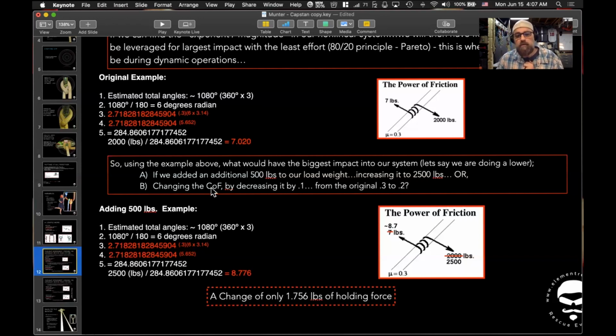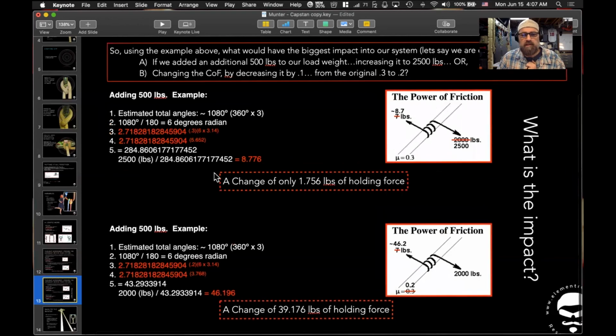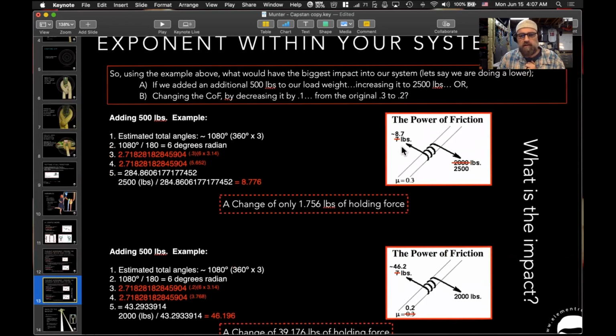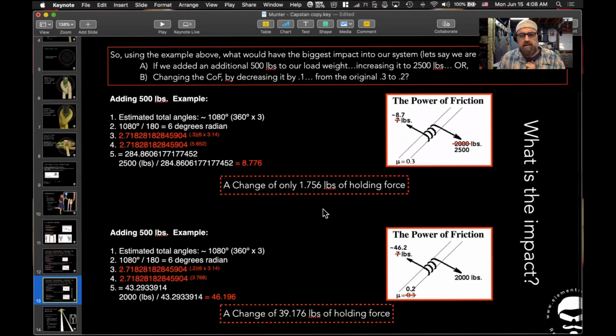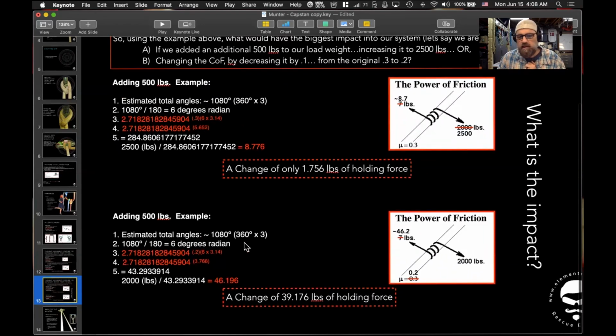On our next example, we are going to go back to the 2,000 pounds of the original example, not changing any angles. All we're going to do is change the coefficient of friction from 0.3 to 0.2, so we're only altering it down by 0.1. Here's the one we did on the page before with the 500 pounds, where we got a 1.7 pound difference. Now we keep those same numbers the same, so it's still 360 degrees. All we do is change the coefficient of friction from 0.3 to 0.2, fill all those in, and that actually bumps it up.